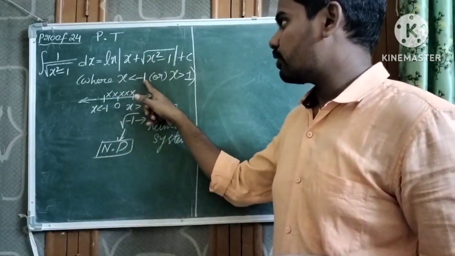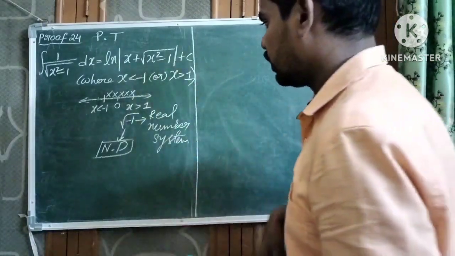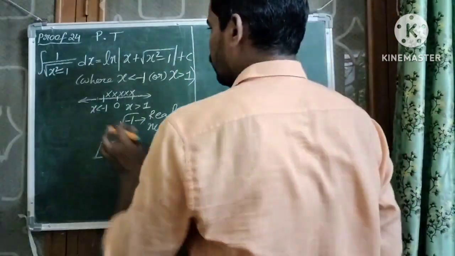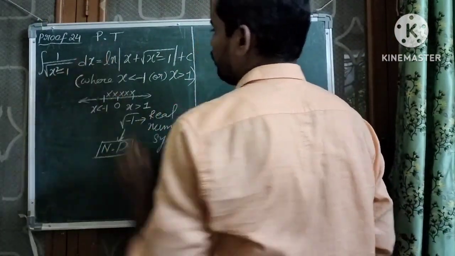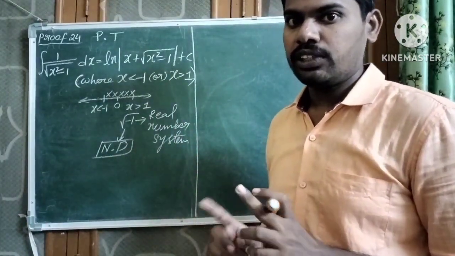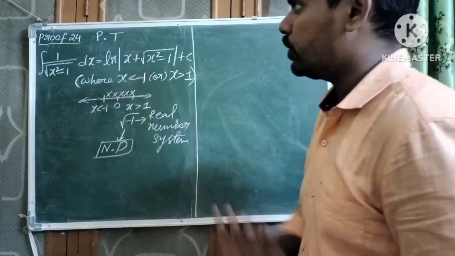So x must be either less than minus 1 or greater than 1, these two conditions. Okay, so let us prove this formula first. Anyhow, you will know why we consider x less than minus 1 and x greater than 1. Why we should take x less than minus 1 and greater than 1 is understood. So next, let us first do the proof.